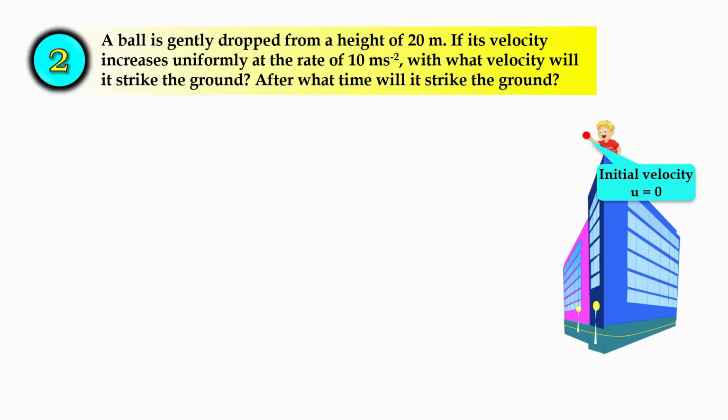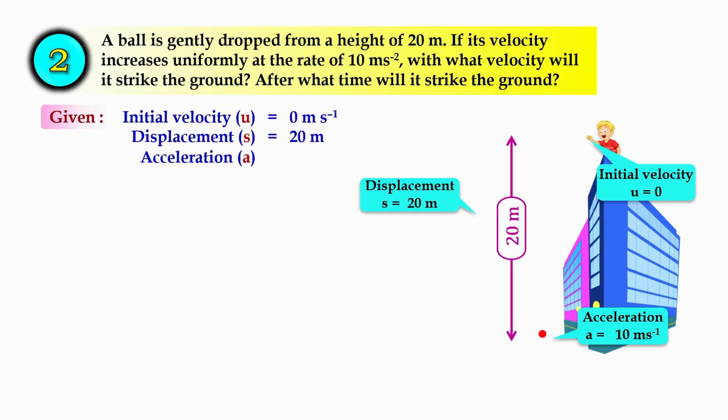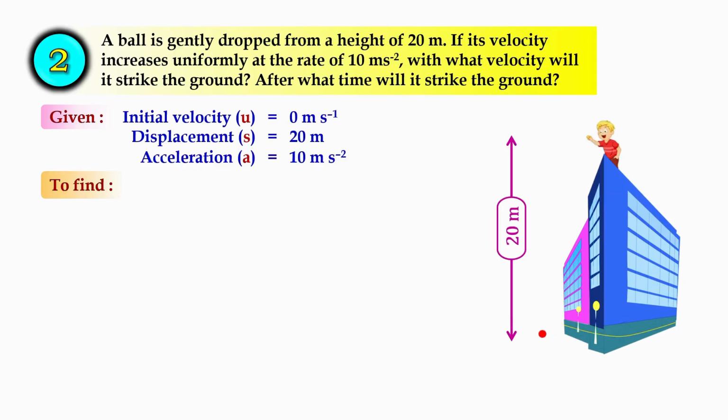Let us first write the given values. The initial velocity is 0 meters per second because the ball is dropped gently. The displacement is 20 meters. The acceleration due to gravity is 10 meters per second squared. First, we calculate the final velocity. For this, we use the equation of motion.